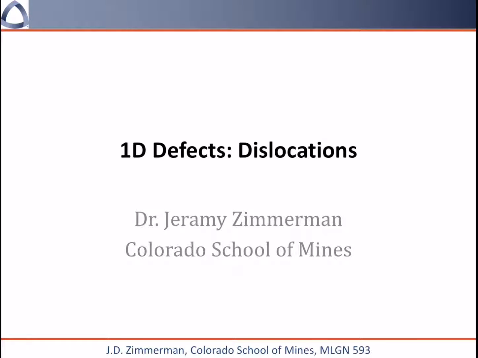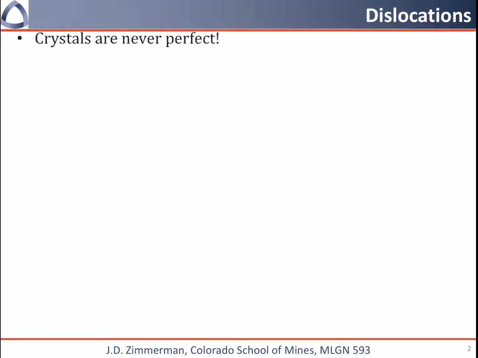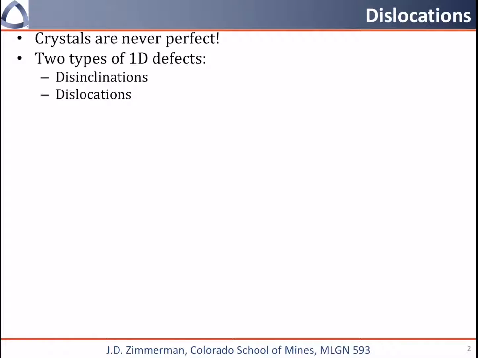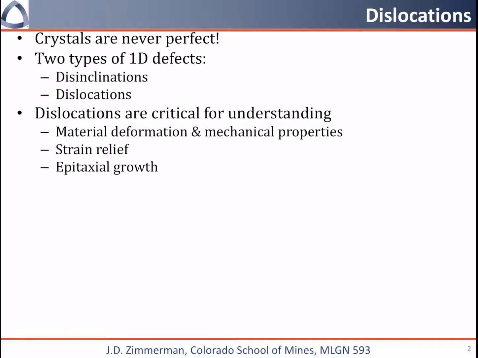Hello, this is Jeremy Zimmerman, and today I'm going to talk about one-dimensional defects in crystals, specifically dislocations. So the reason we're talking about these, again, is crystals are never perfect. And there are two types of one-dimensional defects. There are disinclinations, and these show up in liquid crystal materials. And then the topic of today's discussion are dislocations.